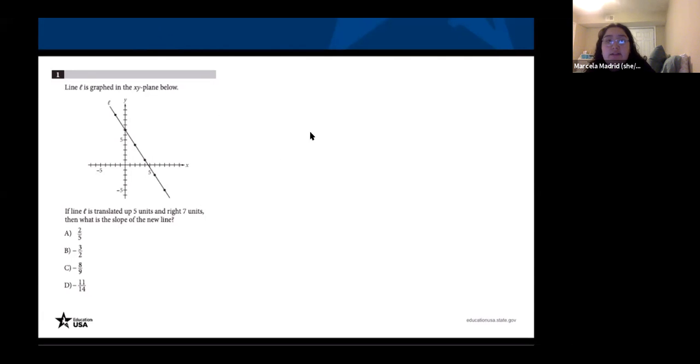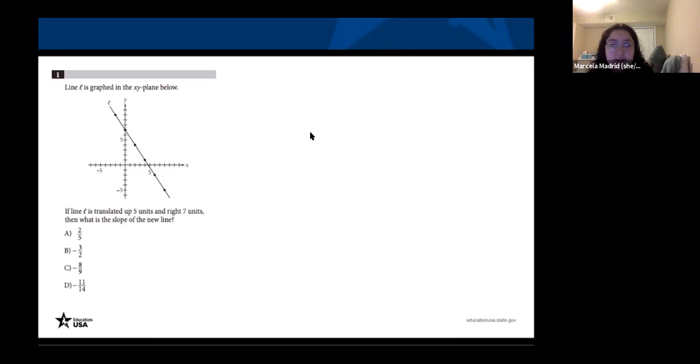So here's another question in which the SAT wants to trick you again. It says if line L is translated up 5 units and right 7 units, what is the slope of the new line? Here's the thing though: if you're just translating a line up and down, left to right, the slope does not change whatsoever. You're just moving where the line is. The intercepts could change for both the y and the x, but the slope itself will not change.